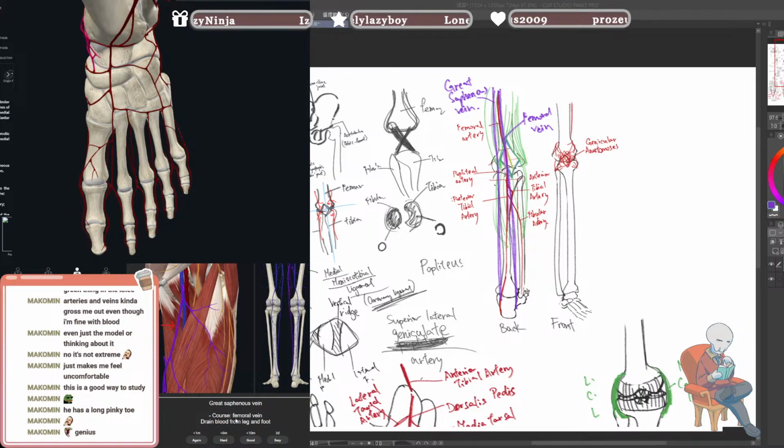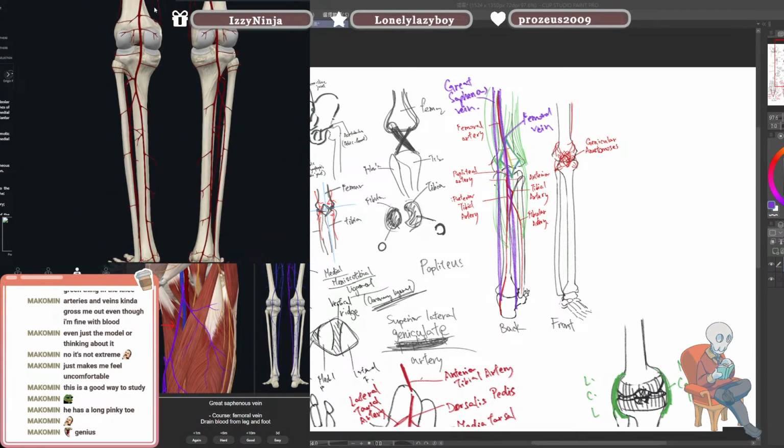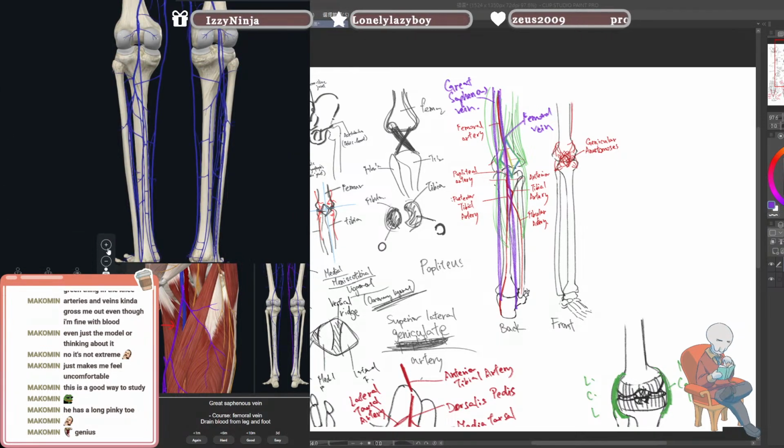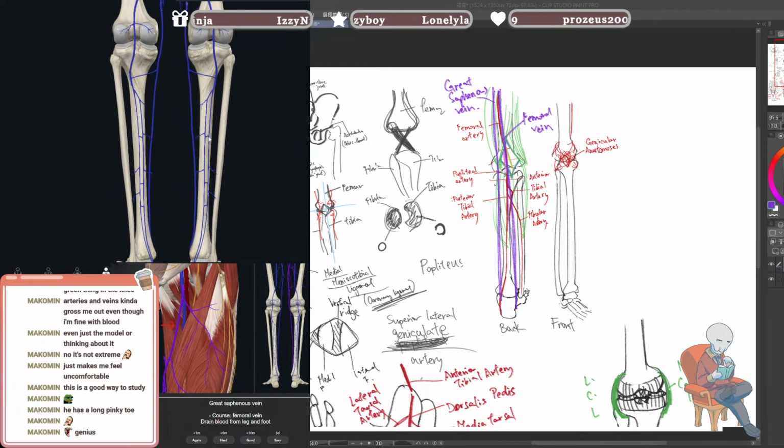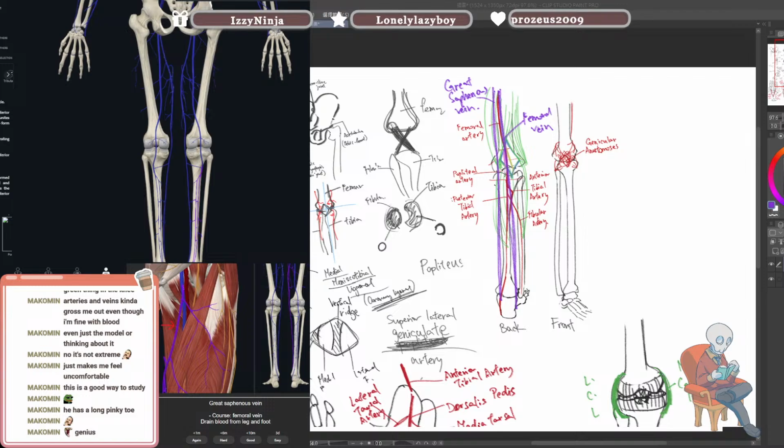So great saphenous vein drains blood from leg and foot. Okay, just to confirm, because it shows that there are two separate veins here. Just want to make sure what they are. This one is the great saphenous. This one is called gluteal. Oh, what? Posterior venous. Oh, this one's got segments.